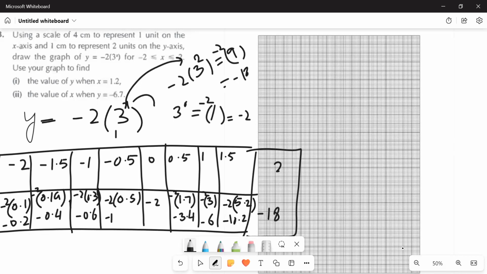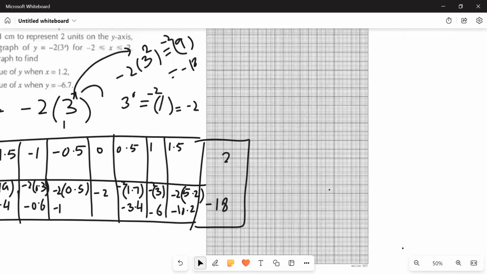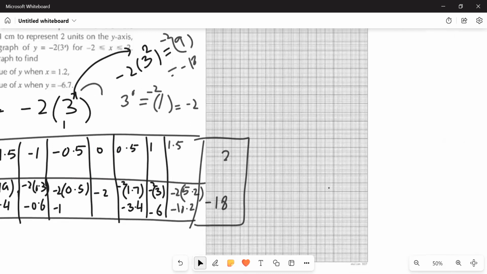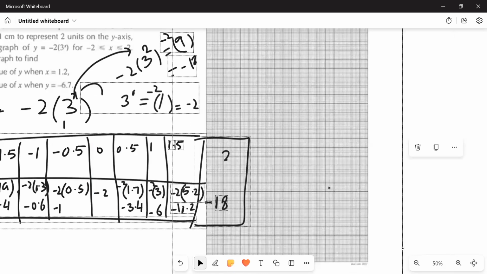Minus 18. Okay. We found directly for x = 2: 3 power 2 is 9. So 9 multiplied by minus 2 is minus 18. Got it? We cannot split this.